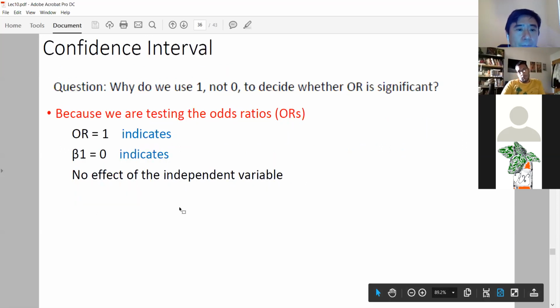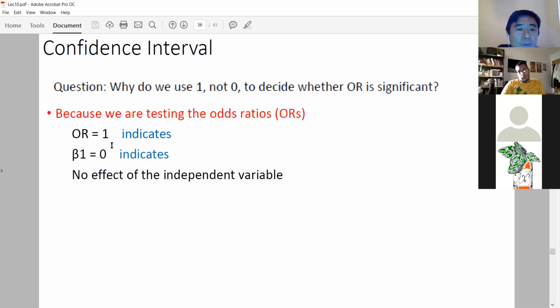All right. The confidence interval, again, you have to evaluate if the confidence interval of the odds ratio includes 1 as the benchmark, because odds ratio equal to 1 is equivalent to the beta 1 coefficient, or the log of odds ratio, equal to 0. Only odds ratio equal to 1 or beta 1 equal to 0 indicates there's no effect of the independent variable or the exposure on the outcome.